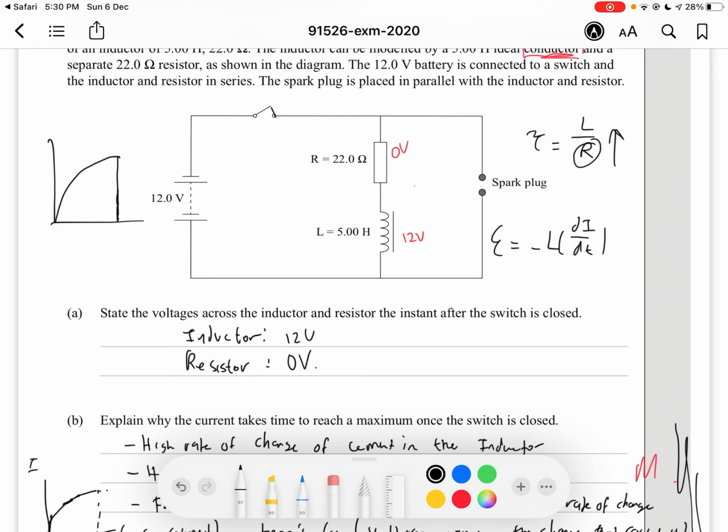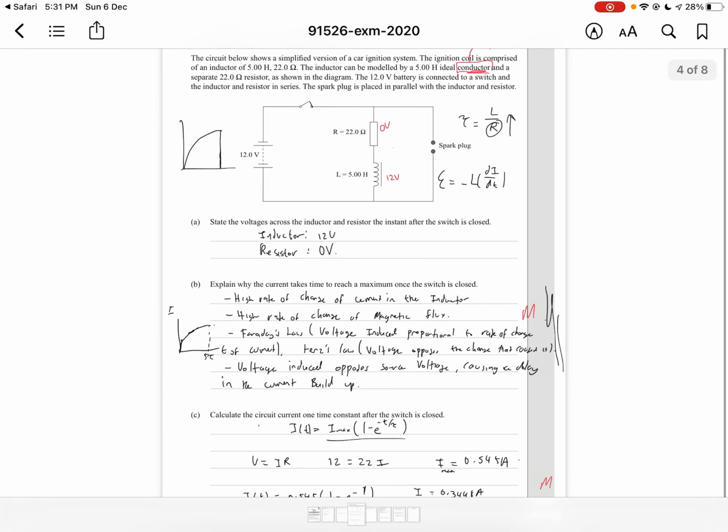There's going to be a high rate of change in current in the inductor. It's going to result in a very high EMF. This high EMF is obviously not going to be limited to the source voltage, and it's going to be larger than 20,000 volts, which results in the spark being produced. So those are the basic points we needed to cover there.